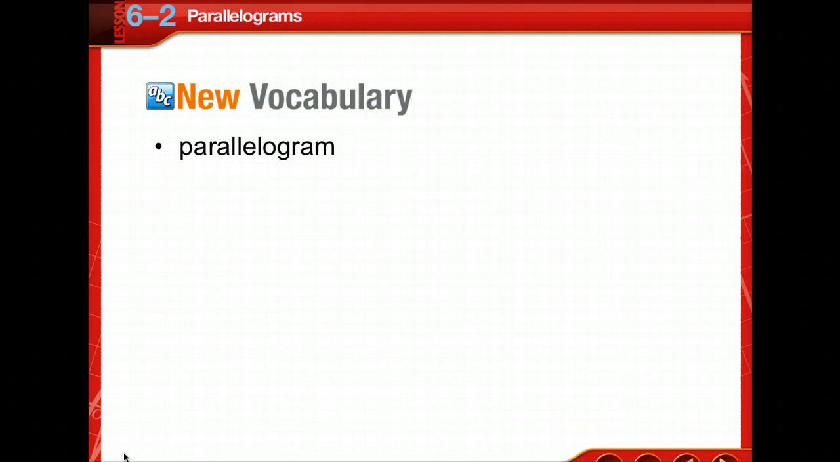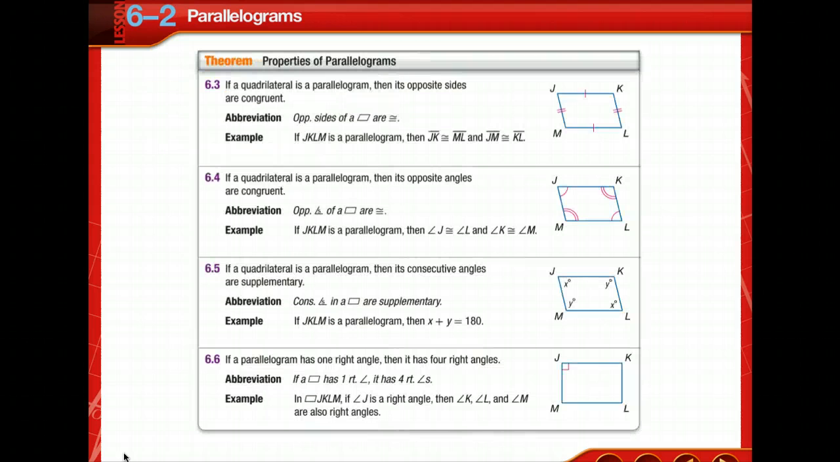And our new vocabulary, parallelogram. A parallelogram is a quadrilateral with both pairs of opposite sides parallel. So to name a parallelogram, we use this symbol. So this would be parallelogram JKLM. So we could write that instead of the word parallelogram.